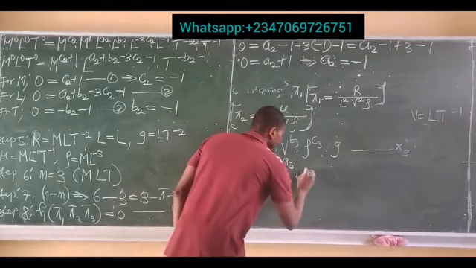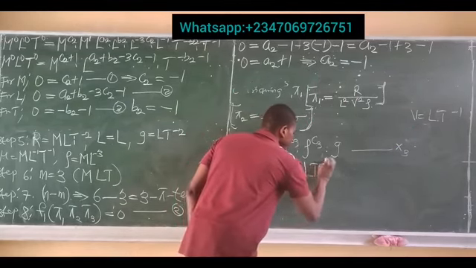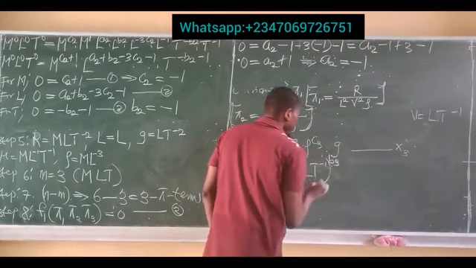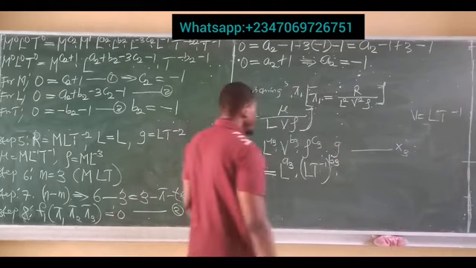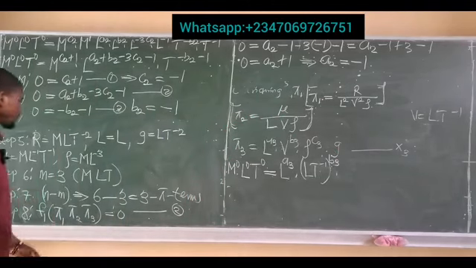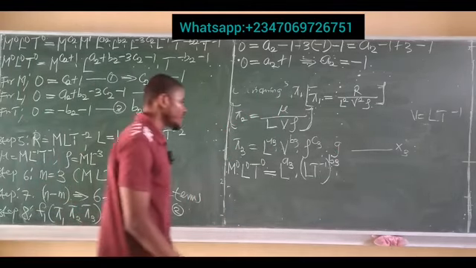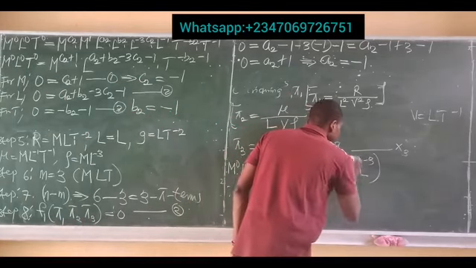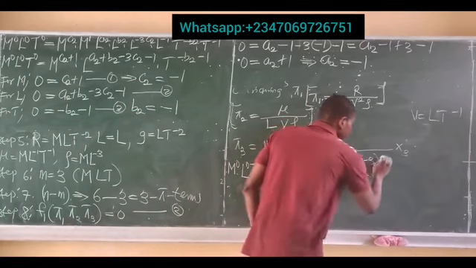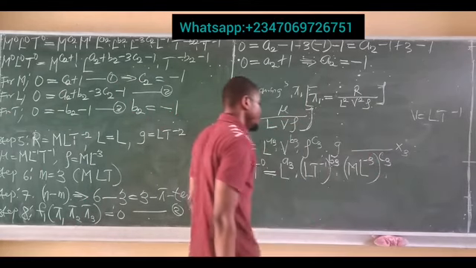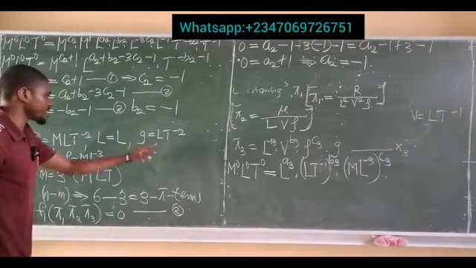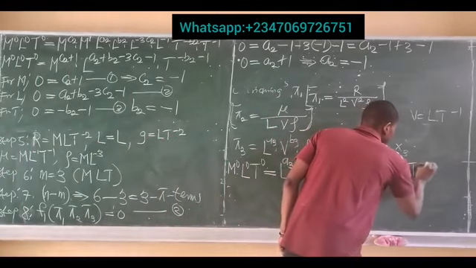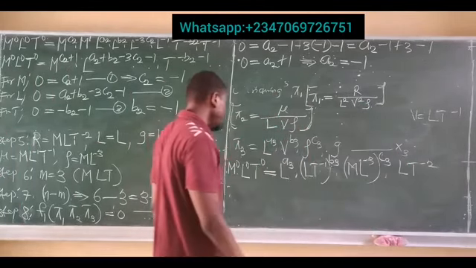In place of V, we have LT to the power of minus 1, all to the power of B3, times rho. Rho simply stands for density, which is ML to the power of minus 3, so times ML to the power of minus 3, all to the power of C3. Now multiply by G, gravity, and gravity is LT to the power of minus 2.